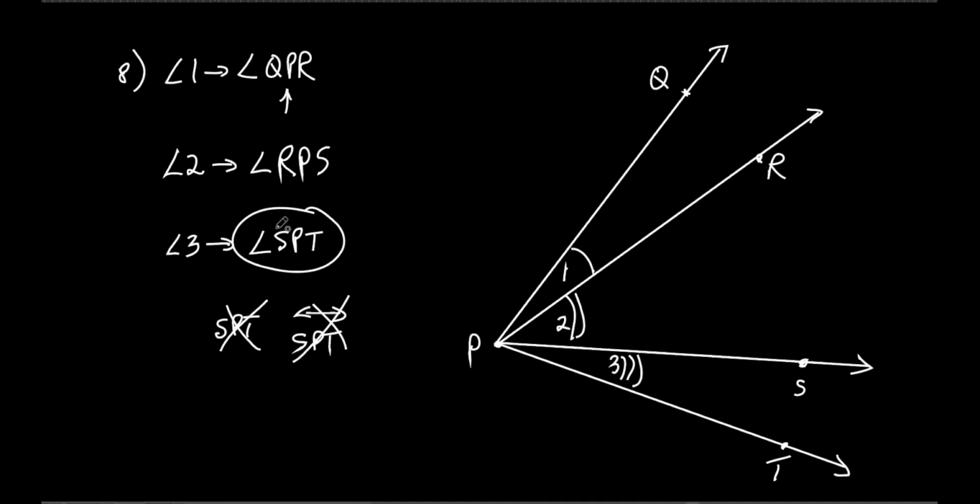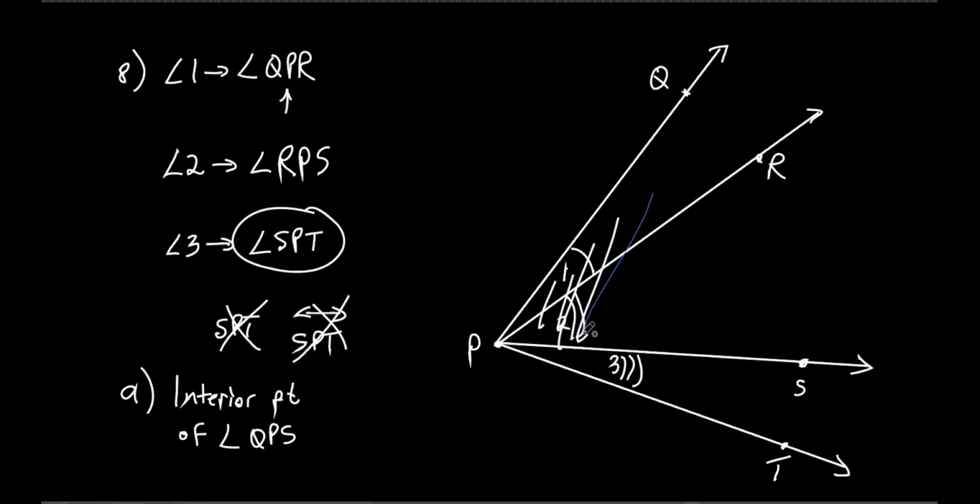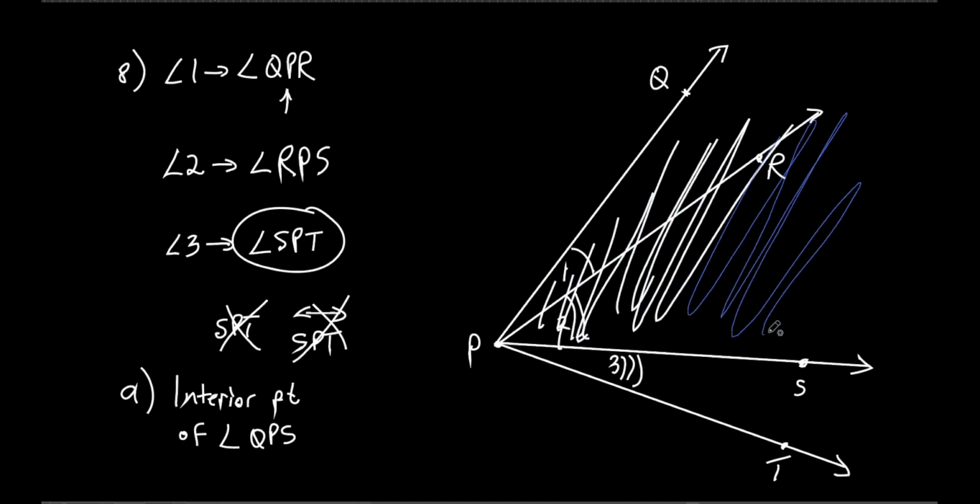Okay, the next two are pretty easy. Number 9 says name an interior point to one of the angles. So interior, that means inside. Let's do angle QPS. So give me an interior point of QPS. Well, where is QPS? It goes from Q to P to S. So this, should I shade it in? I don't want to make a mess of this. I'll do it anyway. All right, so all this, that's your angle right there.